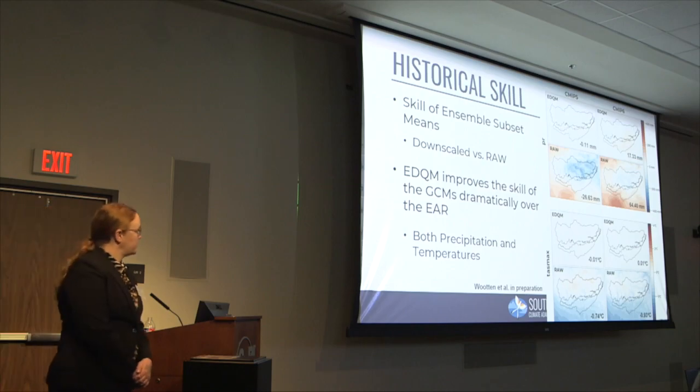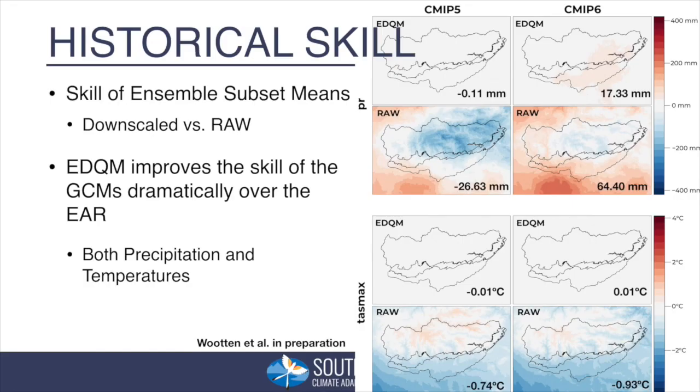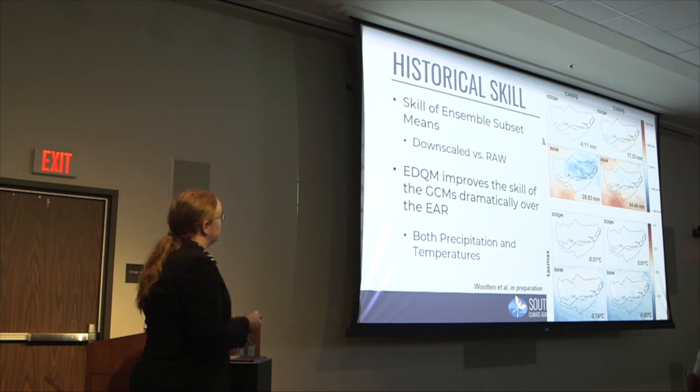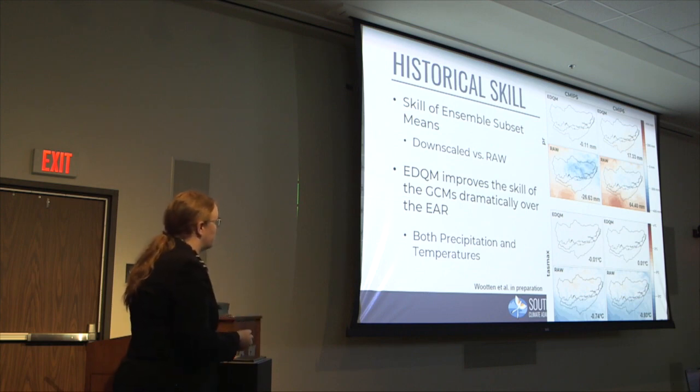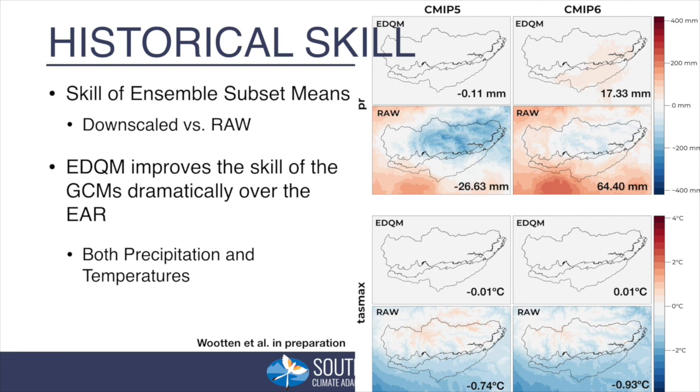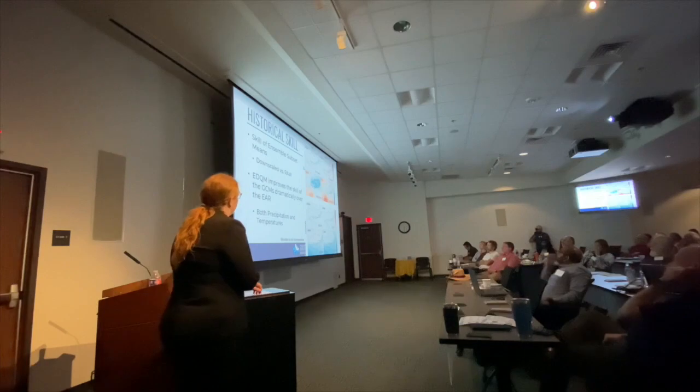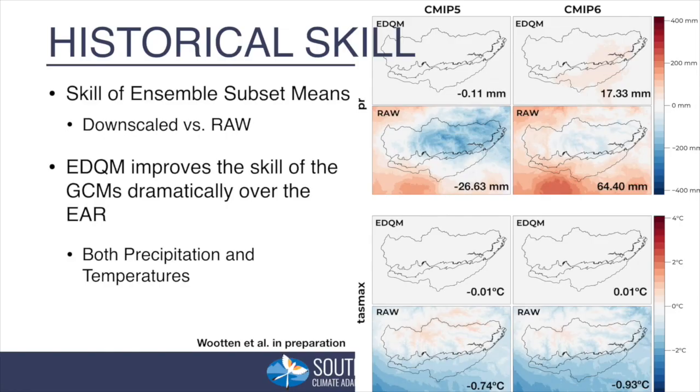So with the historical skill, the graphic here is of error for the mean of the 5 models that we were working with. The CMIP 5 is on the left-hand side, the CMIP 6 is on the right-hand side, with the downscaled being represented by EDQM. We'll just use EDQM to refer to the downscaled most of the time. This is all precipitation on the top and temperature on the bottom. What you can see here is average error, in that the EDQM does dramatically improve the skill of the GCM for both precipitation and temperature across the Edwards Aquifer region.